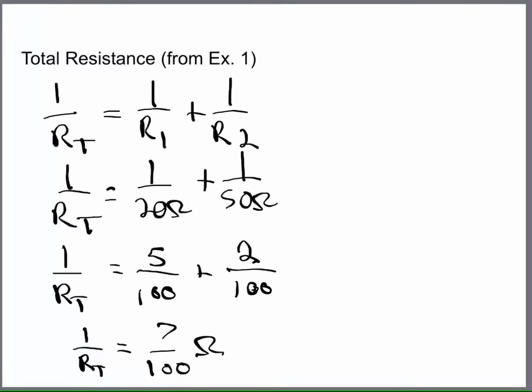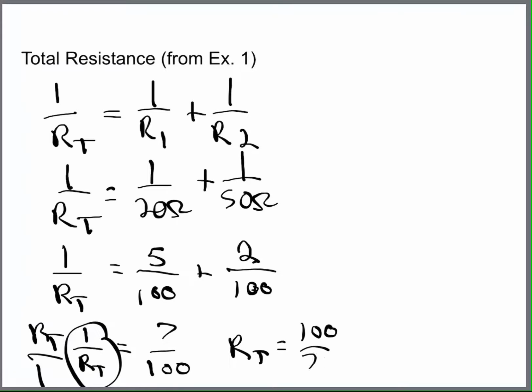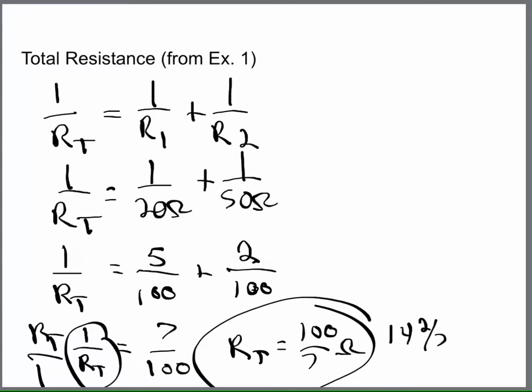Now, that's not quite the answer yet, because that's 1 over R total. So what is R total? Well, if I flip this guy to make him R total over 1, I have to flip this guy. So he's 100 over 7 ohms. Now, a lot of times I'm going to suggest you maybe leave it this way. If you want to make this into a decimal, you can. It's going to be 14 2/7 ohms, if you really must do that. But either one of these is fine.